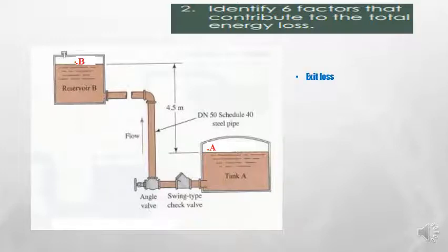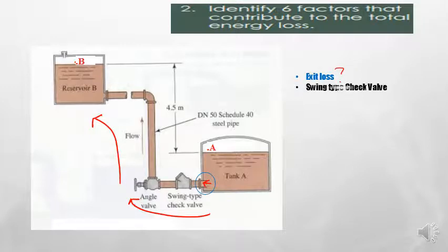First of all, it has exit loss. Can you identify where the exit loss occurs? I repeat again, the flow is from tank A and it flows to tank B. So at which point does the exit loss occur? There you go. It's just here, when the liquid is about to leave tank A, before it enters the pipeline.